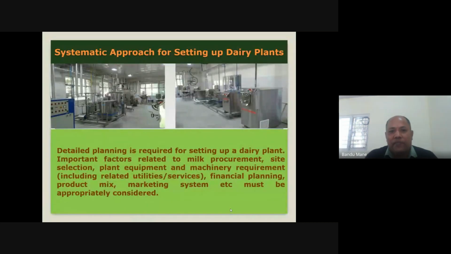Next, what is the systematic approach for setting up dairy plants?